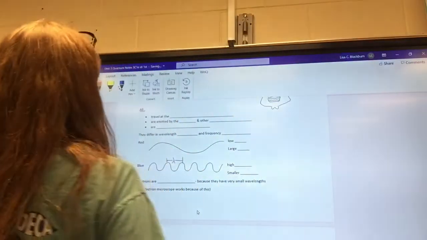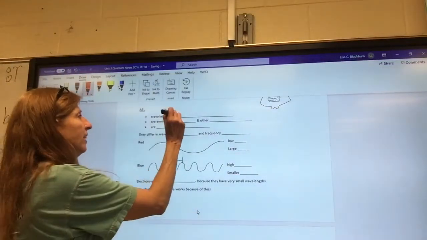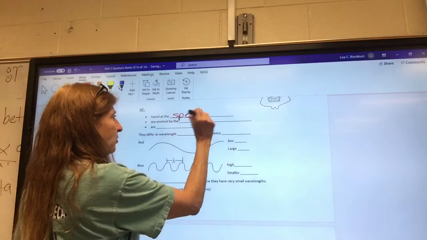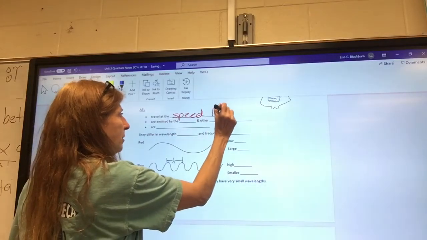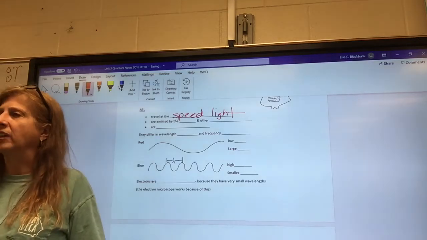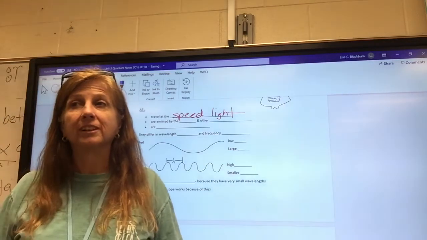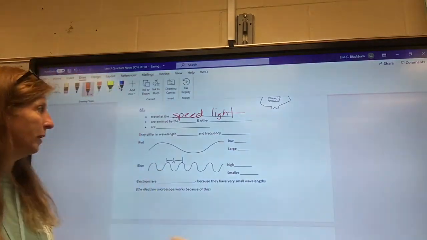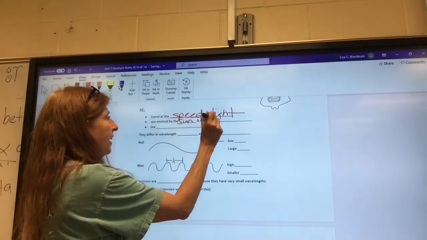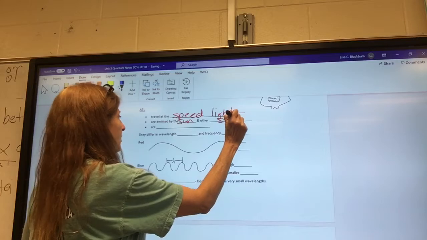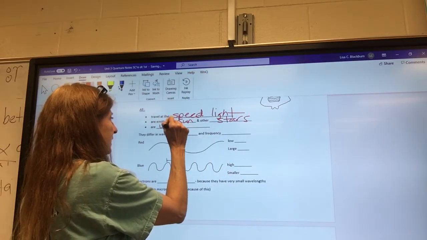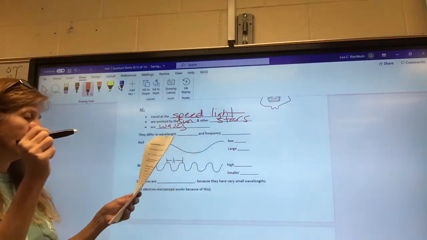Okay, all of these travel at the speed of light. So there's a test question that tries to trip you up. How fast do radio waves go? The speed of light or the speed of sound? Speed of light. They're all emitted by the sun and other stars. All of them are waves, and they differ in wavelength.